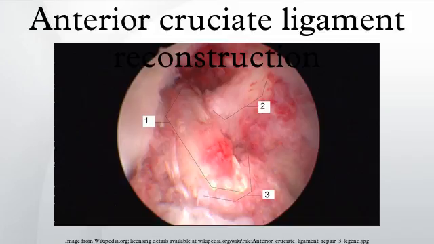Anterior cruciate ligament reconstruction is a surgical tissue graft replacement of the anterior cruciate ligament, located in the knee, to restore its function after anterior cruciate ligament injury. The torn ligament is removed from the knee before the graft is inserted. The surgery is performed arthroscopically.